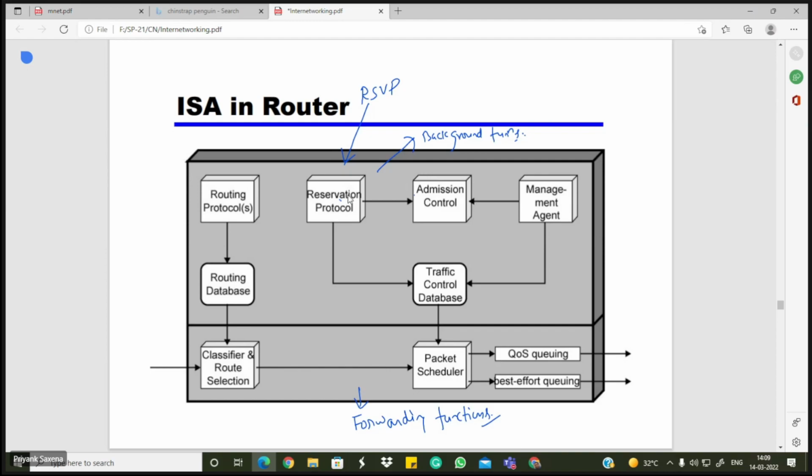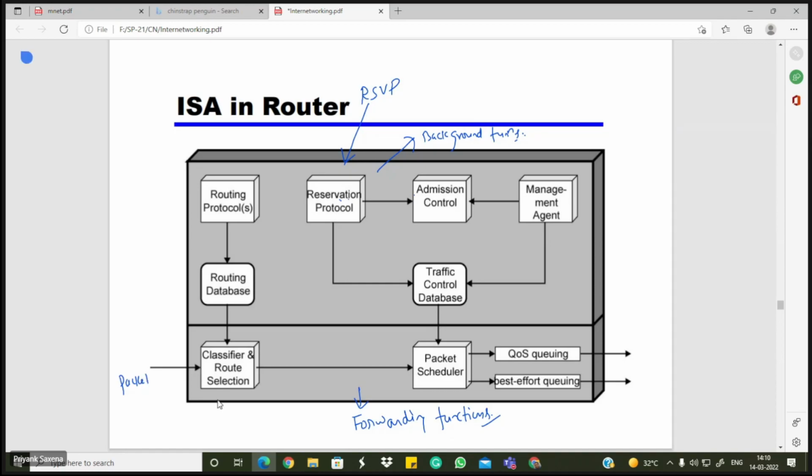Once the reservation protocol gives a green signal that yes, we have the resources, the application can be allowed to enter with the requested things. Then the management unit will guide the admission control to input those, and the traffic control database is updated on that. So once the packet enters, this is where the packet enters from, right?